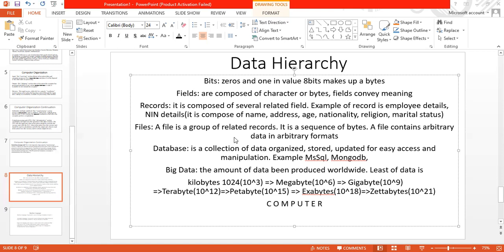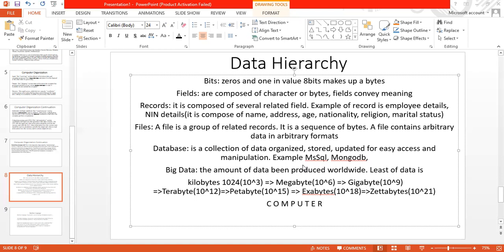And I talked about the database. A database is a collection of data that is organized, stored and updated for easy access and manipulation. Like I said, we can edit them, we can manipulate them. We have examples like MySQL and MongoDB.